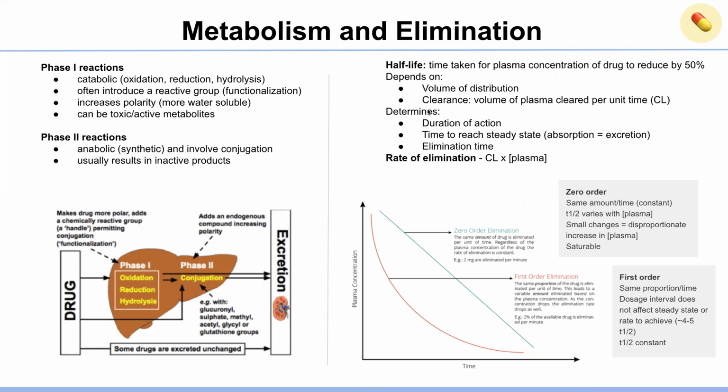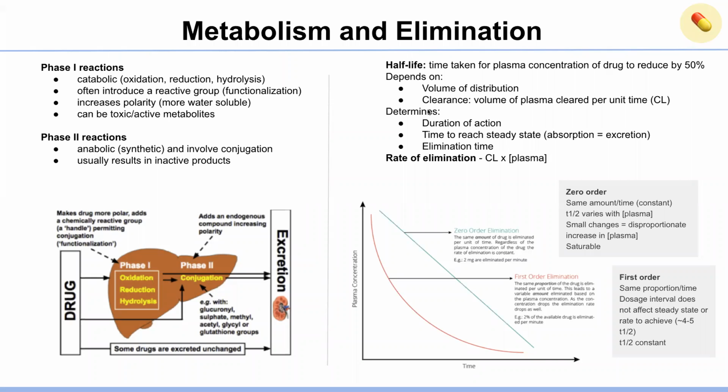Excretion, so the key concept is half-life, which is what it sounds like. So the time taken for the plasma concentration to half. This depends on things like volume of distribution and clearance. The rate of elimination is therefore the rate of clearance multiplied by the concentration of drug in the plasma.